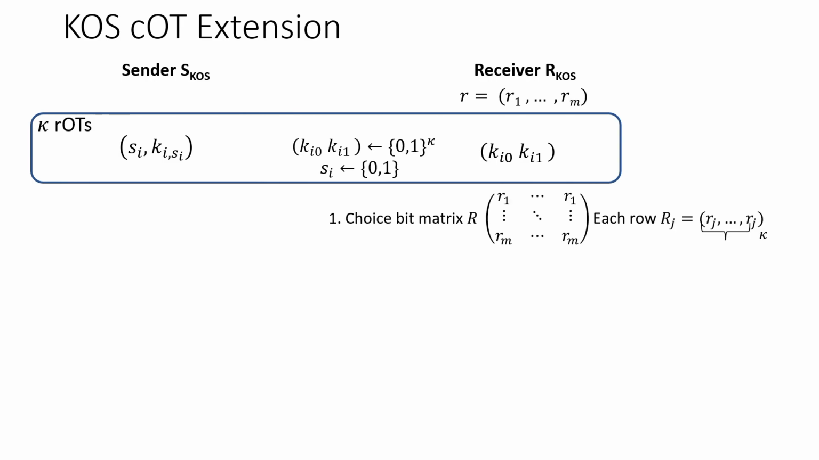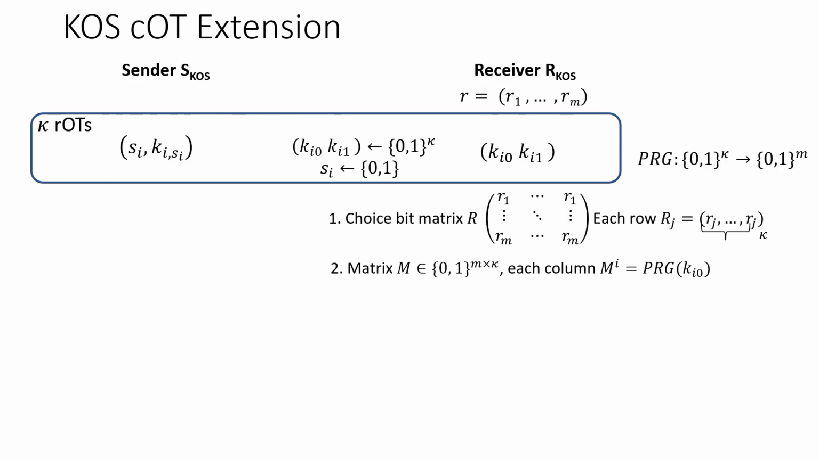After the base OTs are done, the receiver is going to construct a choice bit matrix R, where each row of this matrix is a monochrome vector consisting of the jth choice bit. And now it prepares two different matrices: a matrix M, where each column of the M matrix is obtained by applying the PRG on the 0th secret, and a matrix D, where each column of D is obtained by XORing the choice bit vector R and the PRG applied on both secrets that it received at the end of the base OT protocol.